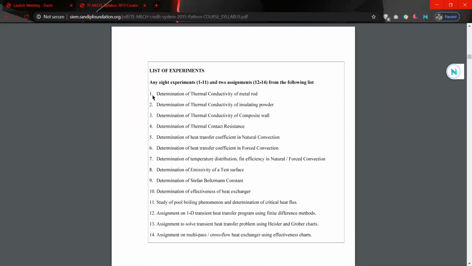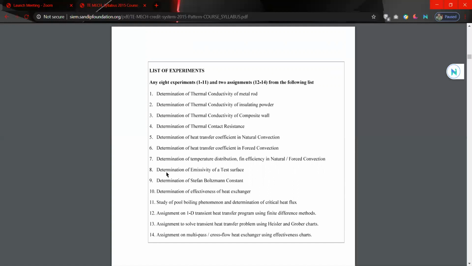The first experiment is to determine thermal conductivity of metal rod. Second is determine thermal conductivity of insulating powder. Third is determination of thermal conductivity of composite wall. Fourth is determination of thermal contact resistance. Fifth is determination of heat transfer coefficient in natural convection. Sixth is determination of heat transfer coefficient in forced convection. Seventh is determination of temperature distribution and fin efficiency in natural and forced convection.